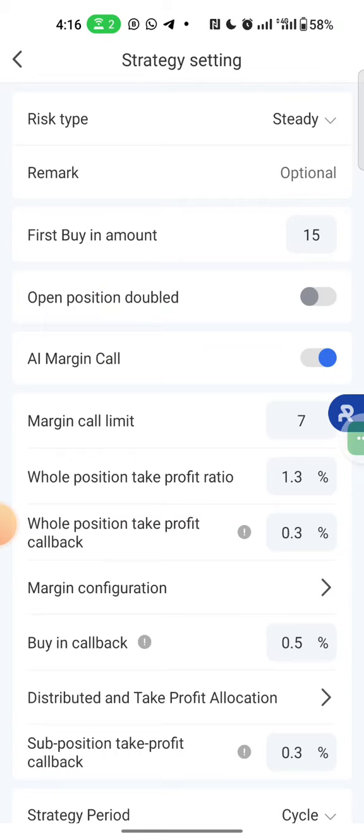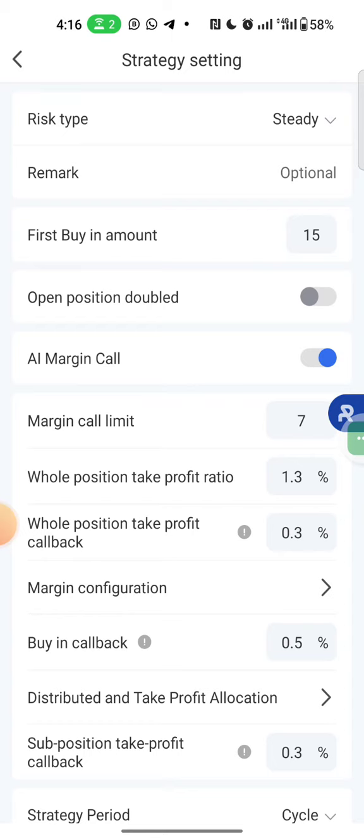The minimum first buying amount. Some coins might accept a $10 minimum first buy amount, but some others, like Binance, might refuse a $10 first buying amount. So if the 10 fails, then you can always adjust your first buying amount from 10 to 15.